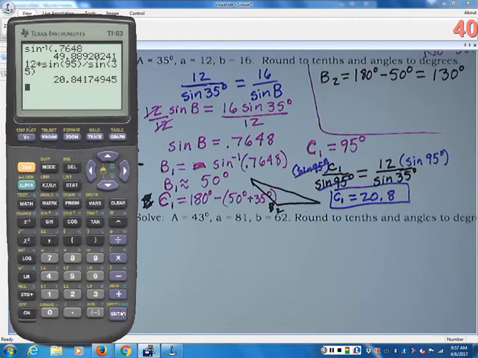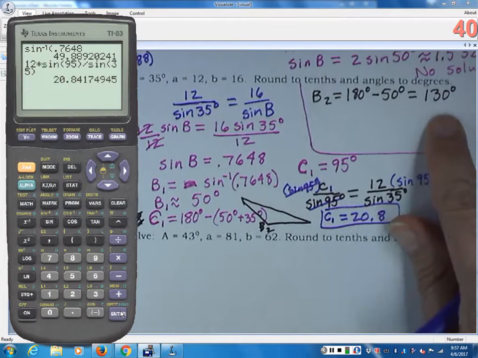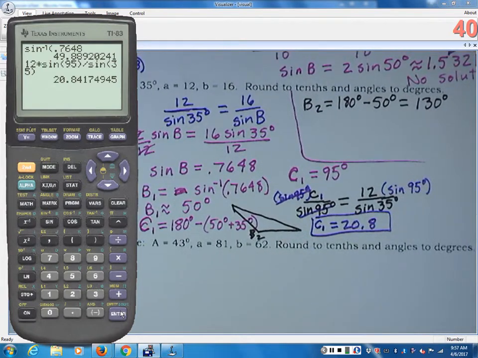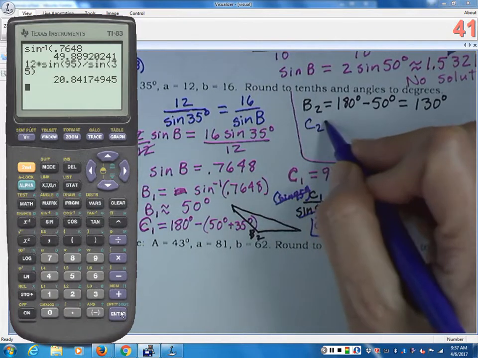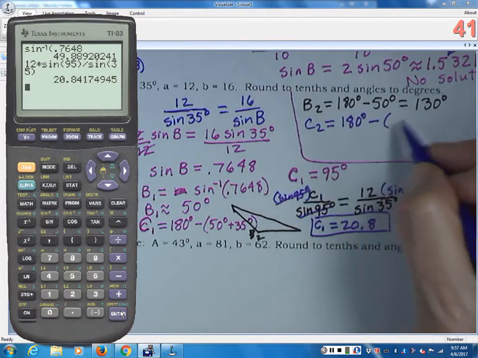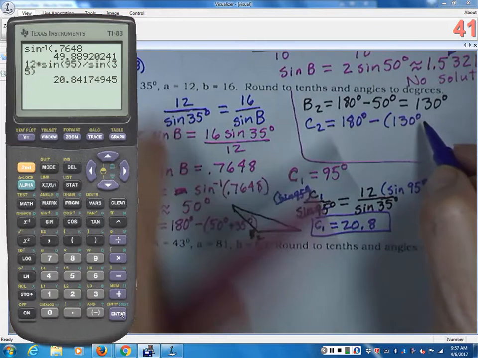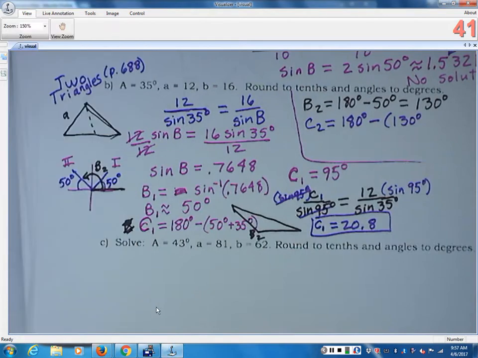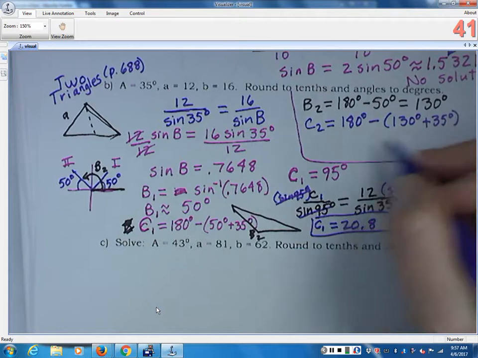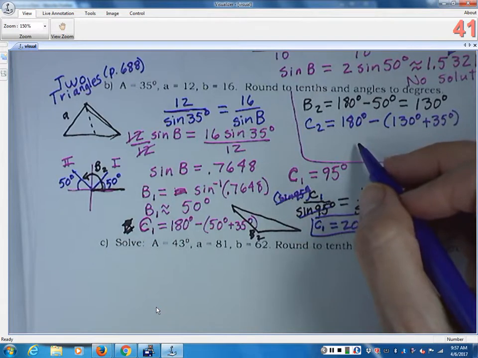The second triangle has a B2 of 130. So we find C2 by 180 minus 130 plus the 35. Let's get the calculator. And when you do that, you get 15 degrees.